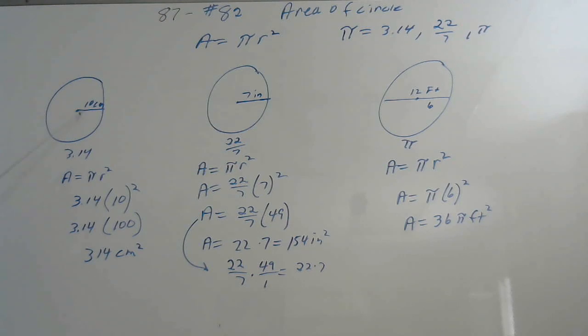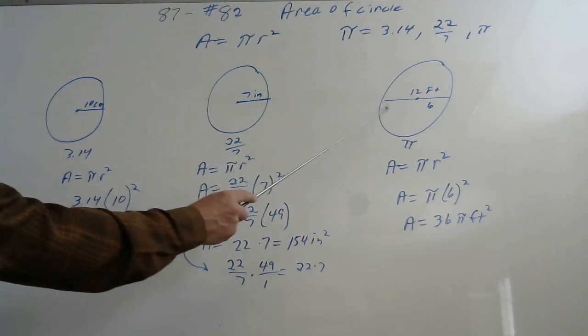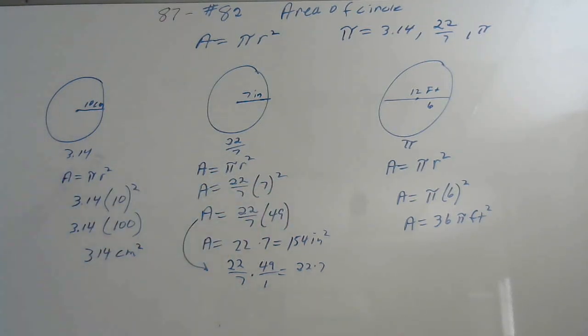This was a circle with 10 centimeters as my radius. Remember, the radius is from the center to any portion of the outside. This is considered the diameter. So this one, they want me to use 3.14 to solve. So my area, again, is pi times radius squared. So I've got 3.14 times 10 squared. 10 squared is 100. 100 times 3.14. Remember, when we multiply by any power of 10, all I need to do is move my decimal 2 places.